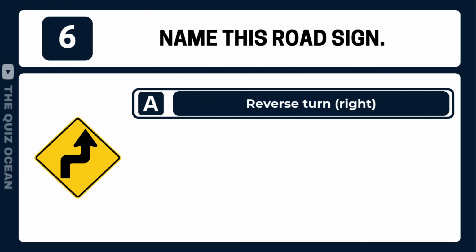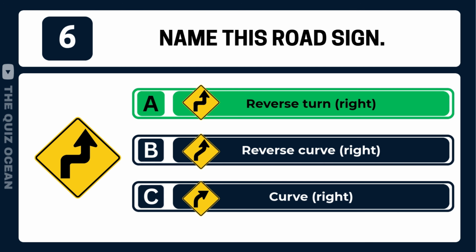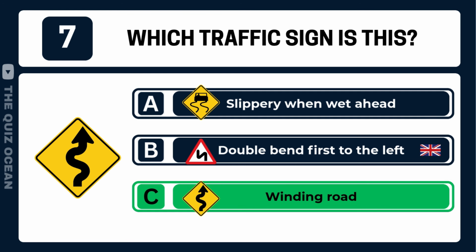Question 6. Name this road sign. The answer is A. Reverse turn right. Question 7. Which traffic sign is this? The answer is C. Winding road.